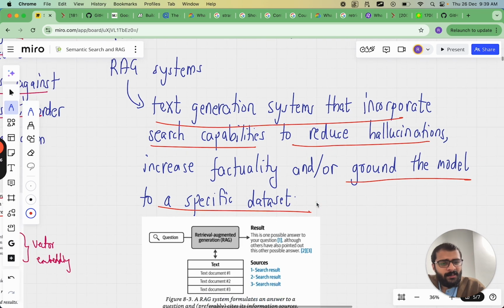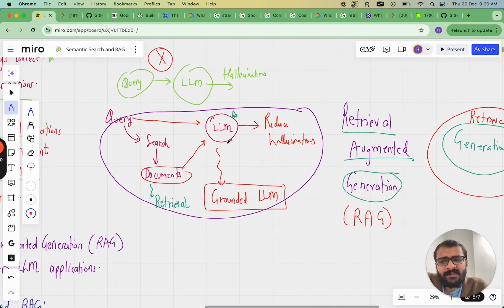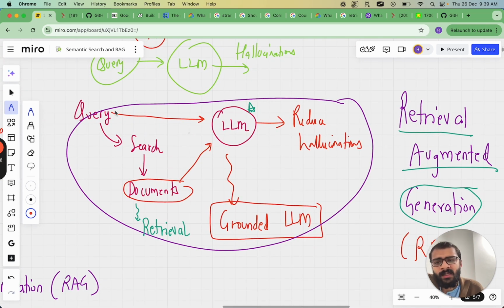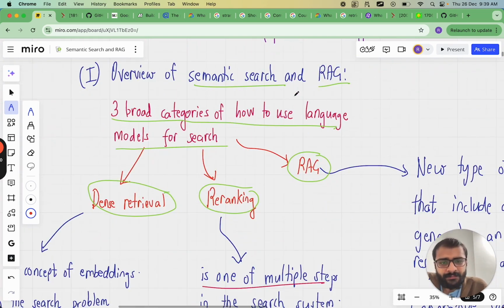Although these technical terms might sound a bit heavy, all you need to do is keep this schematic in mind where you have the query, and the retrieved documents along with the query are passed to the LLM and then we get an answer. That's why it's called retrieval augmented generation.